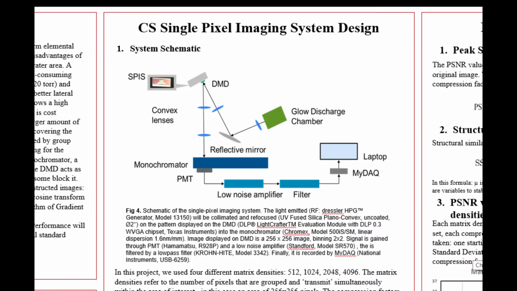In Figure 4, we have the system schematic utilized for the imaging system. The light from the glow discharge chamber is reflected and focused into the DMD. The DMD projects the different random visual masks, which selects pixels by reflecting them into the light path. Then the light goes through the monochromator and the PMT, which is our 1D detector. Then a low noise amplifier and into a filter to reduce the noise in the signal. And then the signal is collected by MIDAC.